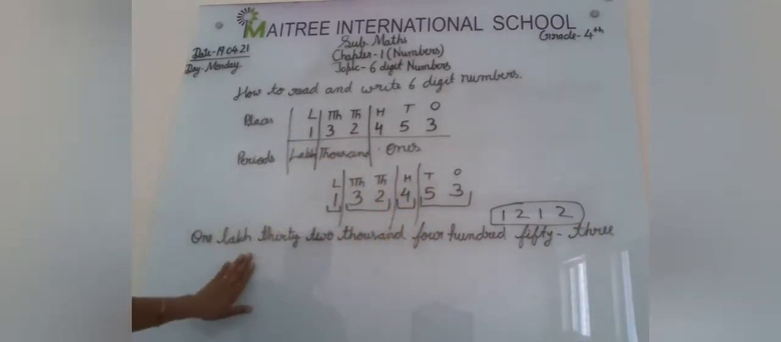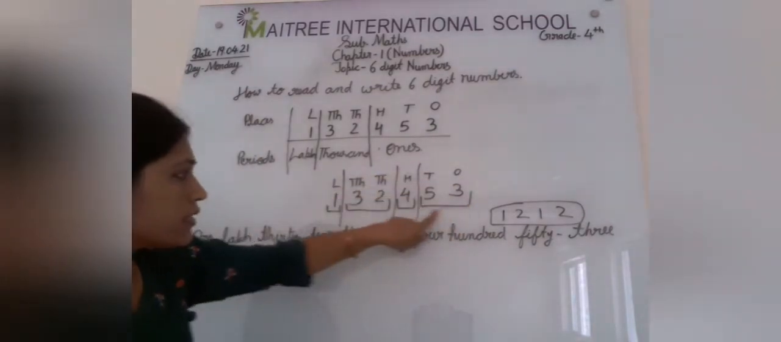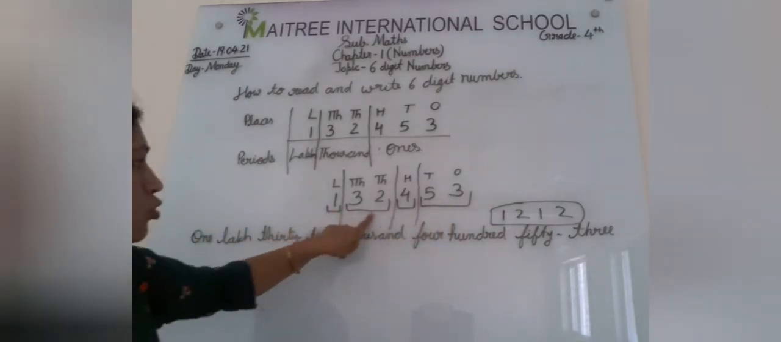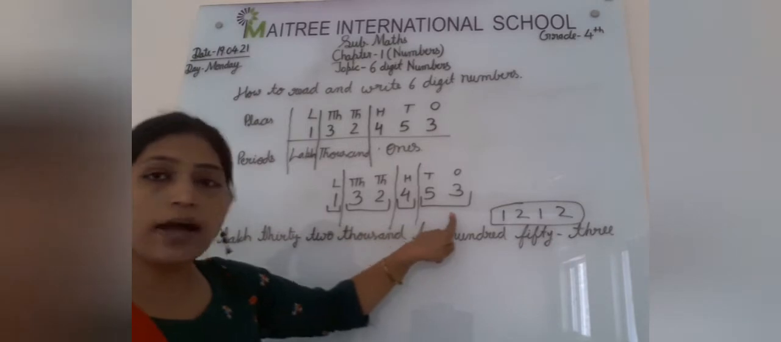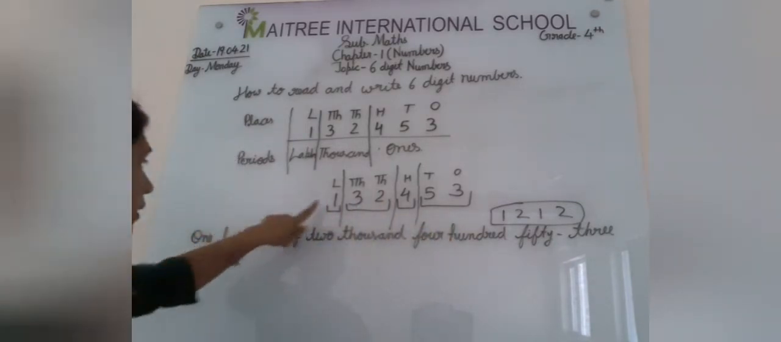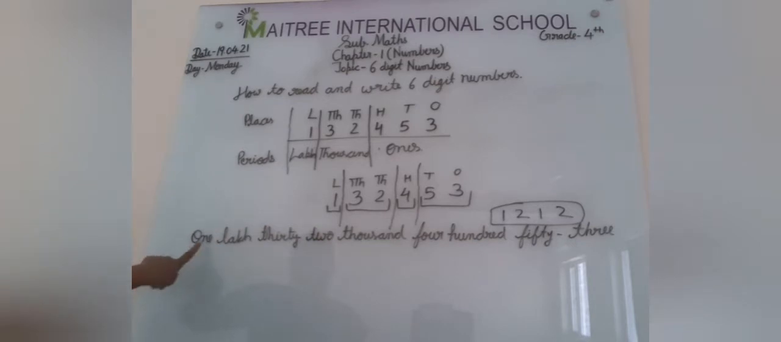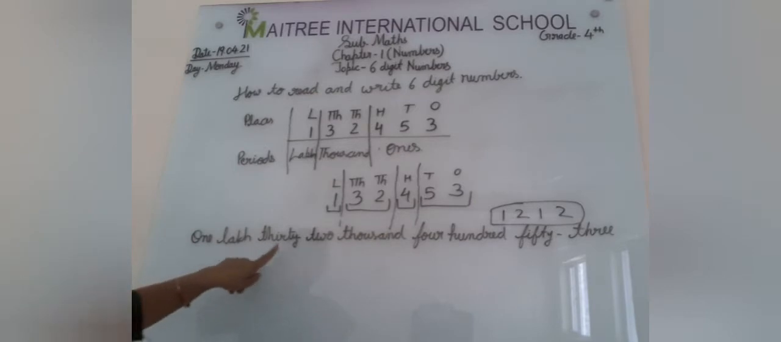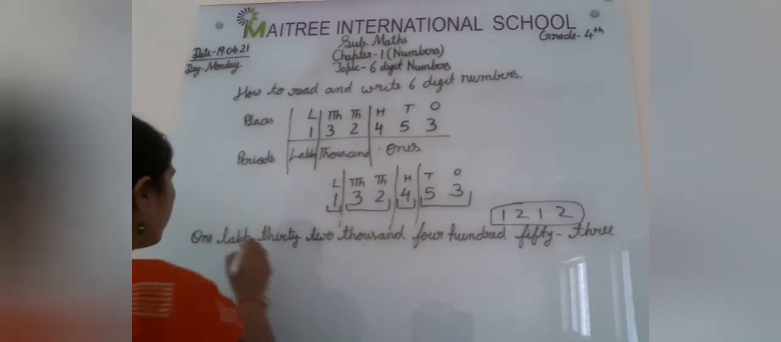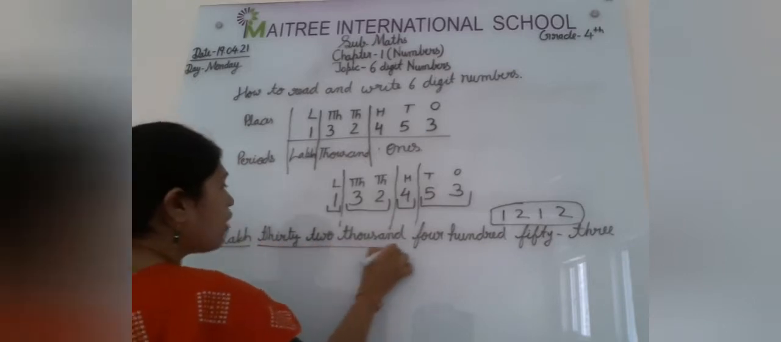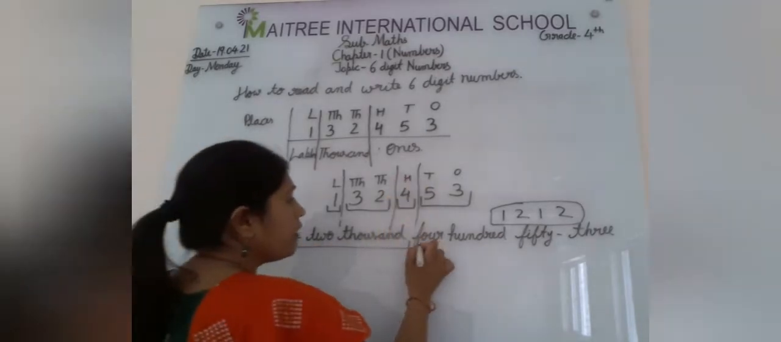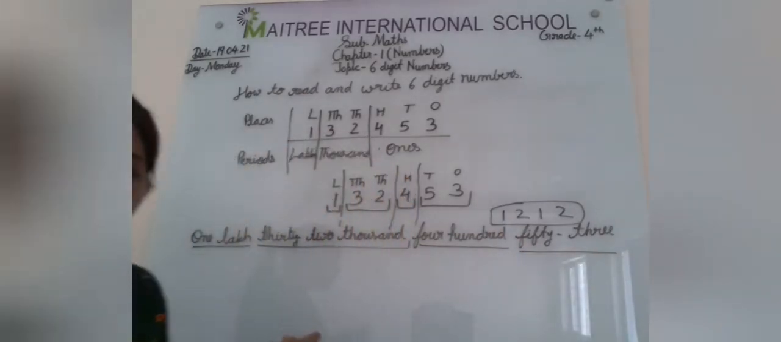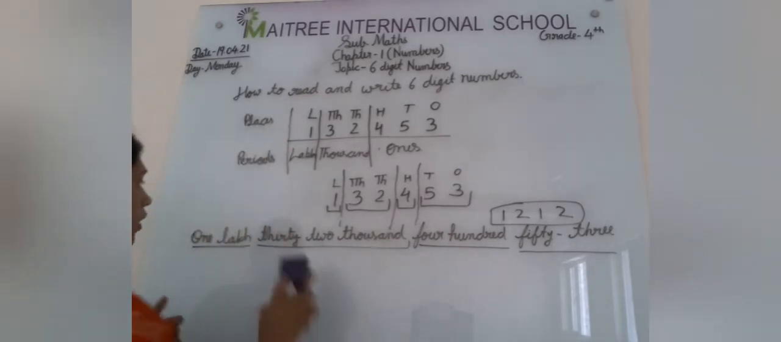Clear? So how have I done this? I have divided this 6-digit number into groups of 1 2 1 2. 1 number here, 2 numbers here, 1 number here and again 2 numbers here. We'll start reading from the left side. 1 lakh, we'll read the single number, then we'll read these 2 numbers together. 1 lakh 32,453. Clear? So now let's take one more example, then it will be clear to you all.